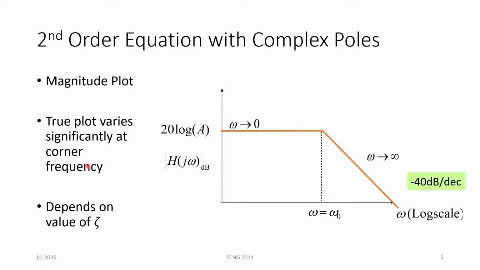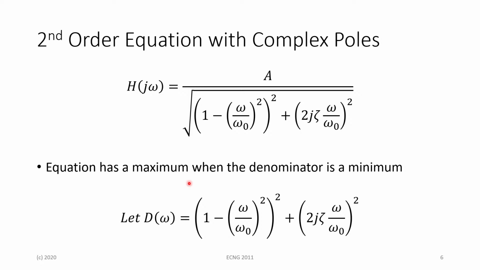So we want to see this in particular for the true plots, because the straight line approximation doesn't show us this, but the true plots actually show us this resonance. If we go back to our magnitude equation for H of j omega, this equation has a maximum when the denominator becomes a minimum. So we extract the denominator and let that equal D of omega. We're ignoring the square root for now because that square root just means everything will go to a factor of a half in terms of power.